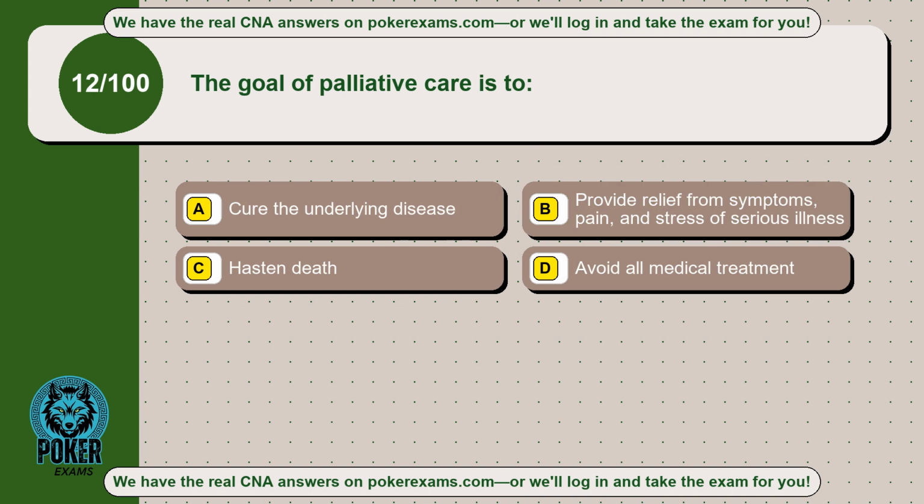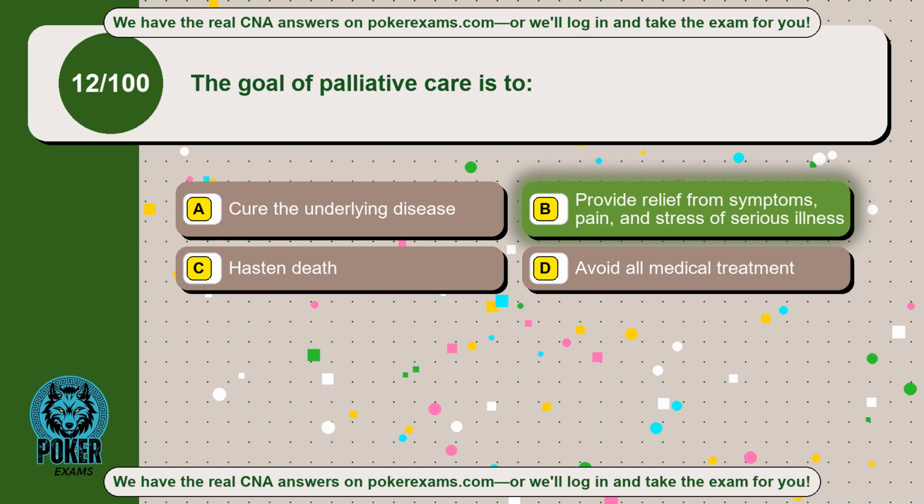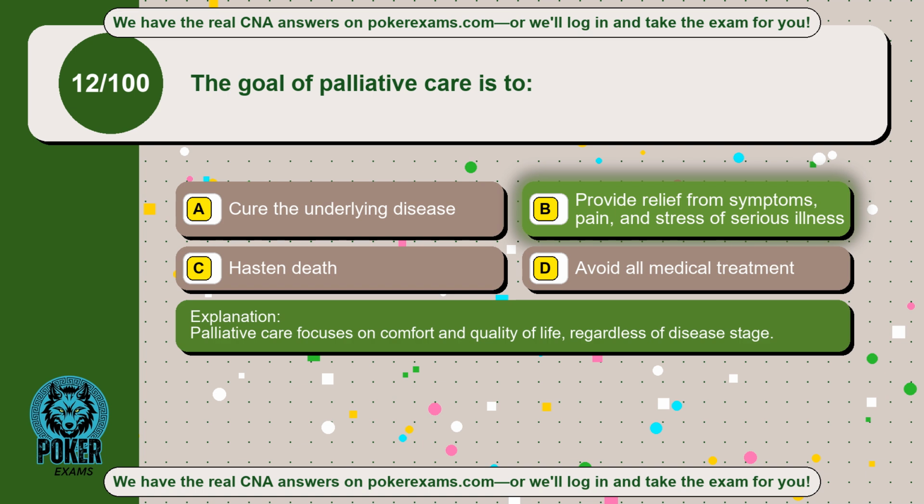Question 12. The goal of palliative care is to: Option A, cure the underlying disease. Option B, provide relief from symptoms, pain, and stress of serious illness. Option C, hasten death. Option D, avoid all medical treatment. The correct answer is option B, provide relief from symptoms, pain, and stress of serious illness. Palliative care focuses on comfort and quality of life, regardless of disease stage.